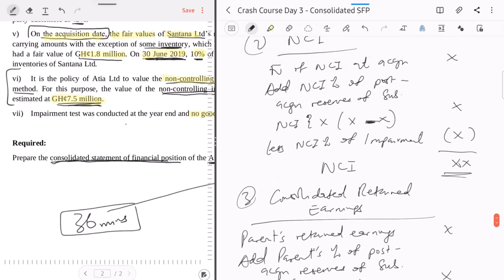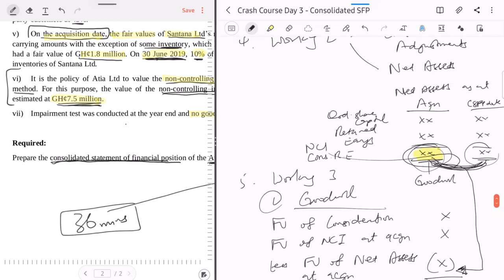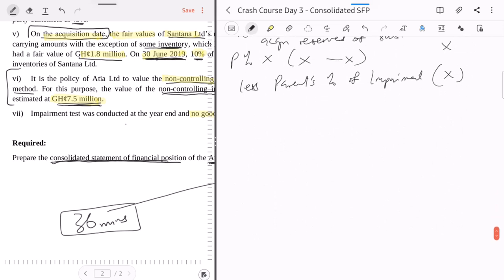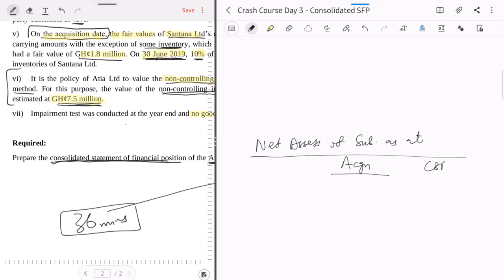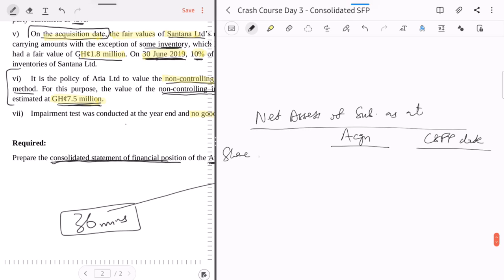But let me even do an expanded, let me give you a number of things that could feature into net asset, right? Let's play the game well. So let me say the net assets of the subsidiary as at what? Acquisition date and CSFP date. So typically you have things like what? Share capital. And I mentioned that here under share capital, they'll typically be equal. Unless the question tells you that since acquisition, the subsidiary has what? Issued additional shares. If not, they are almost always equal. Then you have a line for what?